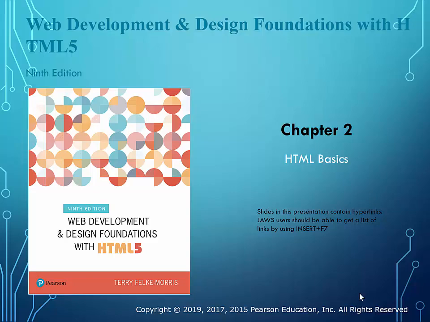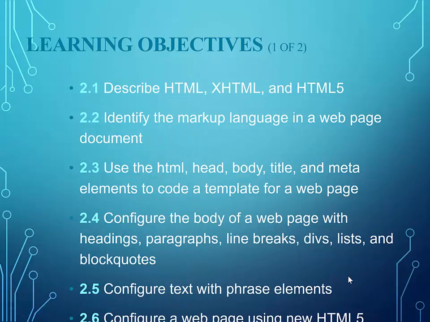This is chapter 2 out of our ITS 227 textbook on HTML basics. We're going to be taking a look at some stuff on HTML5. We're going to identify exactly what a markup language is. We're going to look at some basic parts, the head, the DDT, title, and some meta tags. We'll configure the body, we'll configure some text and phrase elements. And we'll do a whole bunch of things.